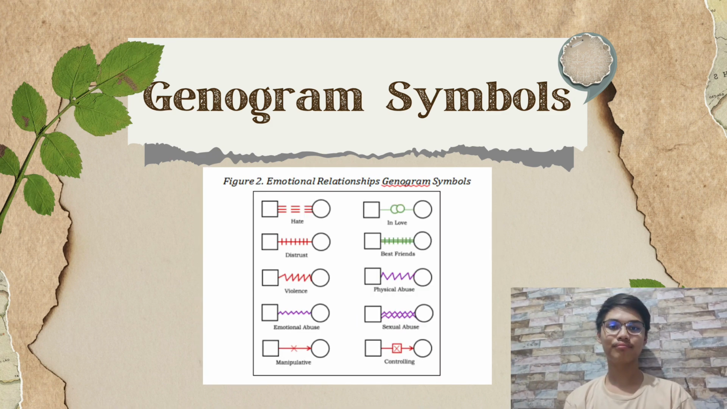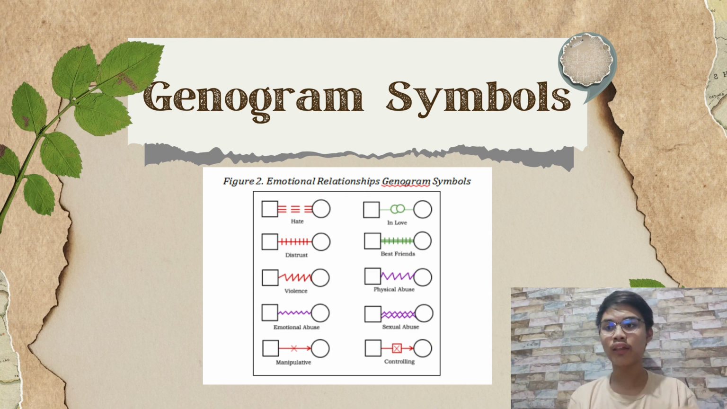Now remember that a genogram does not only show the physical and social relationships among individuals, but also the emotional relationships that they have. In Figure 2, we have the emotional relationship genogram symbols, where we use different lines and also various colors to symbolize different emotions that people have. Let's start with hate. Hate here is symbolized with three broken lines and the color red. Next one is distrust. Distrust here is shown with a straight line.